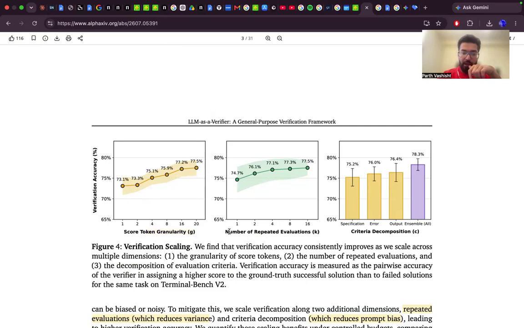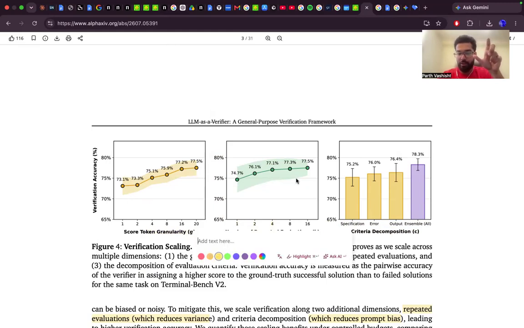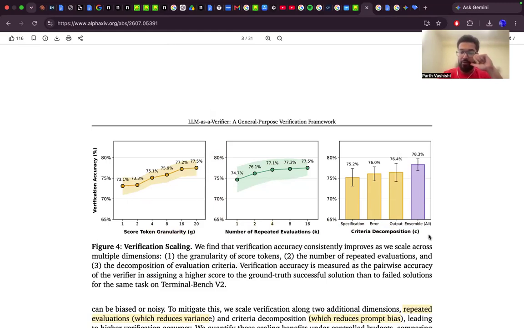As the number of repeated evaluations is increased, we see the effect most pronounced for a smaller number of evaluations, and then we have diminishing returns. And then we also have criteria decomposition as we improve. So we have specification error and output, and then the ensemble is over here.